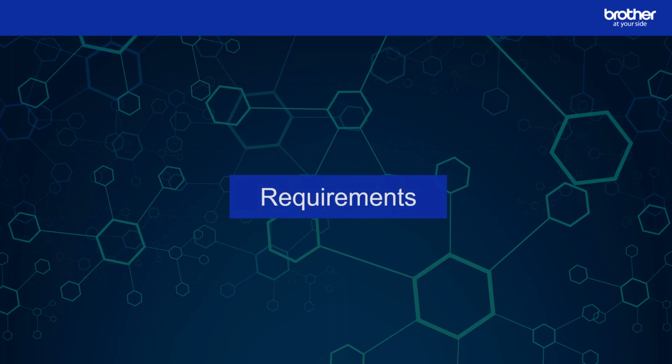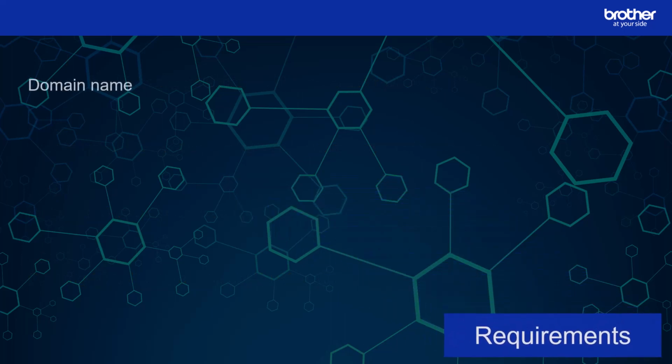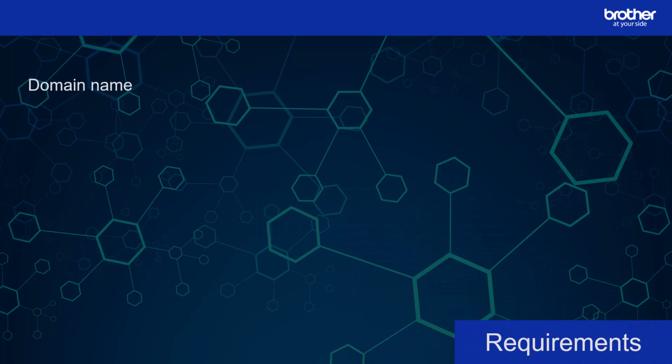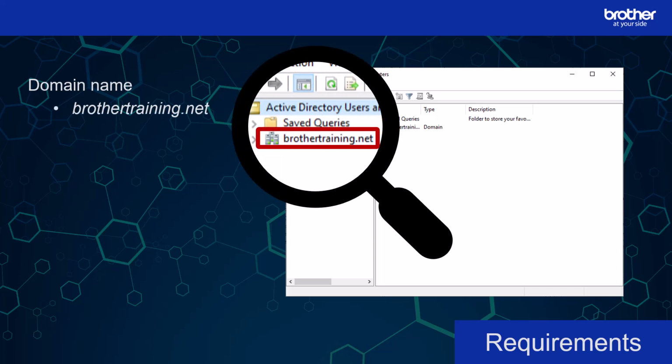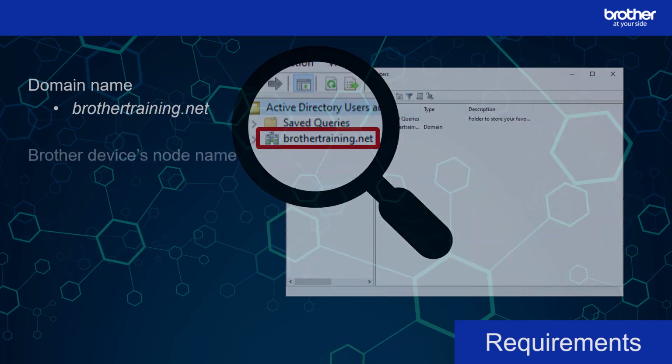In order to follow this video, you will need to know your domain name, which can be found, amongst other places, within the Windows Active Directory Users and Computers window. My domain name is called brothertraining.net, as shown here.